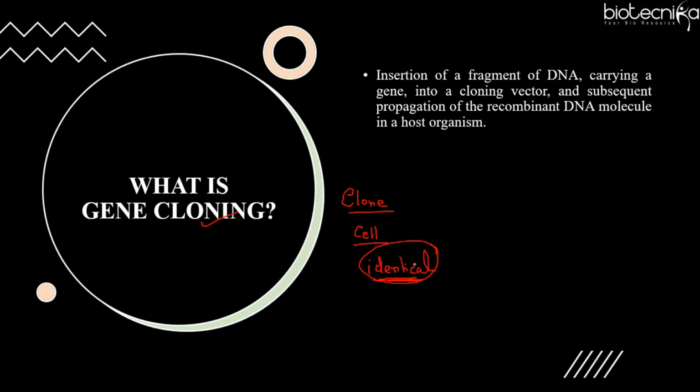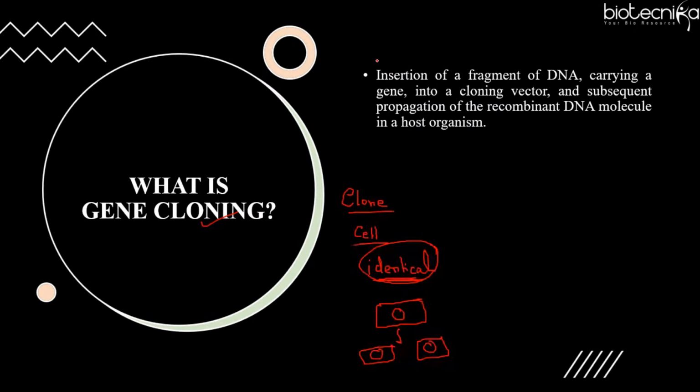So you can see identical is the appropriate term here. So what is a clone? It's a collection of molecules or cells which are all identical to the original molecule or cell. For example, when a bacterium divides through binary fission, what happens? It produces two daughter cells which are identical to the parent cell, right? So we can say that they are clones. So always remember, a clone is a collection of molecules or cells all identical to the original molecule or cell.